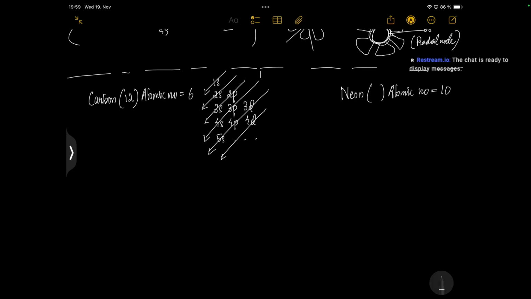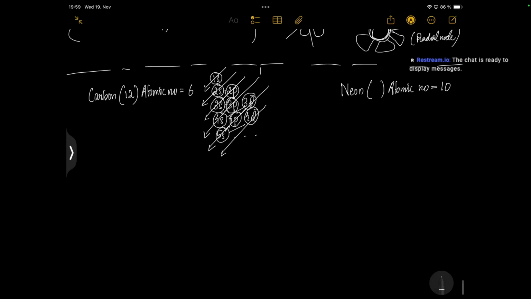So let's take 1s, then we move to 2s, then we move to 2p, then we move to 3s, then we move to 3p, then we move to 4s, then we move to 3d, then we move to 4p, 5s, straight to 4d. How does it look?